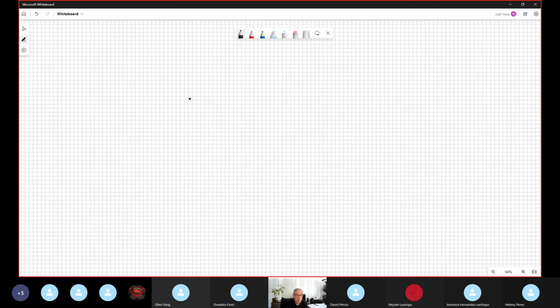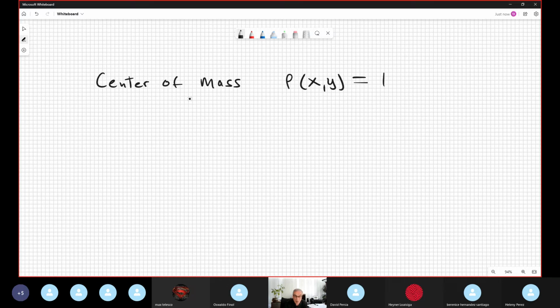Oh no, it's different. It's center of mass, but the density function is given. It is 1 plus 3x plus y. Wow. So it's not uniform. The mass is different at any point. And the figure, the region, is a triangle.